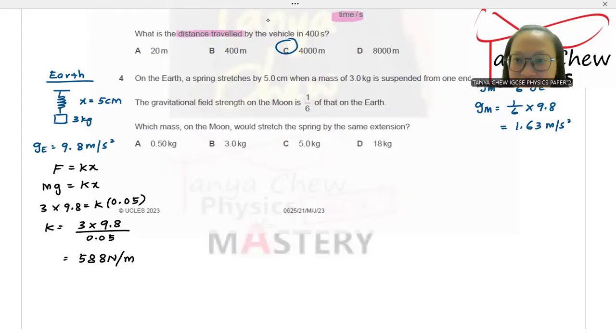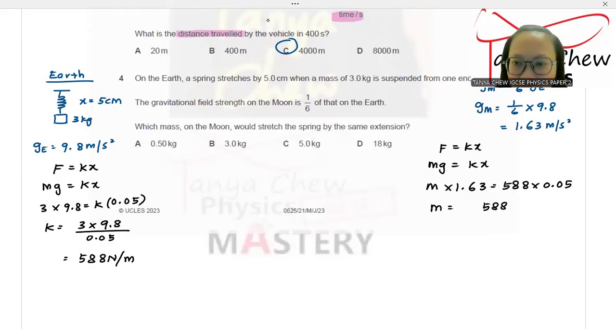Now, using the same equation on the moon, I'm going to write down F equals kx. F is mg, which is equal to kx. Now I need to find the mass. What is the mass when the gravitational field strength is 1.63, the spring constant is the same because it is the same spring, and then times the same extension, 0.05? Now mass will be equal to 588 times 0.05 divided by 1.63.